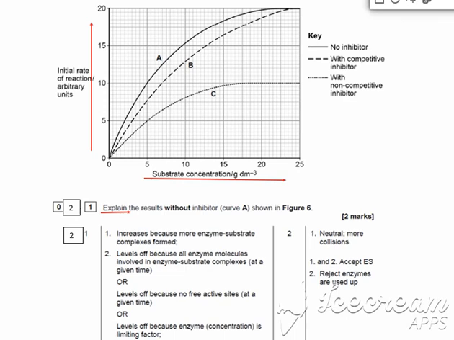When we get to the top part of the graph, we can see that it does start to level out, and that's because at some point all of the enzyme molecules are going to be forming an enzyme-substrate complex. So that basically means that all of the active sites are now taken up by a substrate. So there are no free active sites available to increase that rate of reaction. So therefore, the enzyme is the limiting factor in this situation.